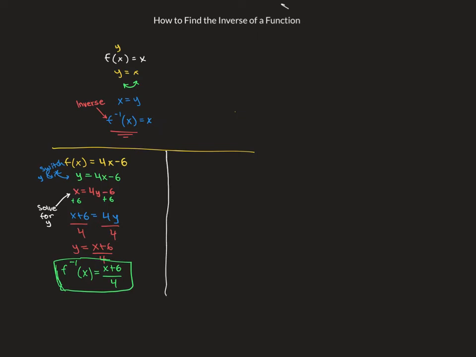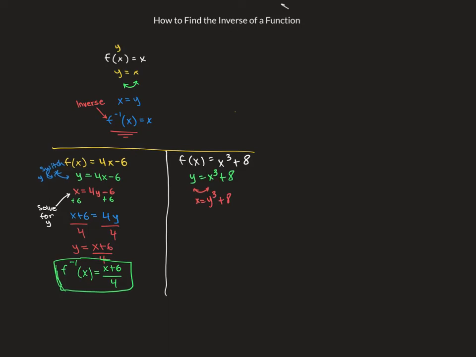So let's just start with f of x is equal to, it's a little bit more tricky, x cubed plus 8. Now, immediately, let's go ahead and substitute our y to make it easier. So y is equal to x cubed plus 8. And then now we switch our values. So now this will become x is equal to y cubed plus 8.